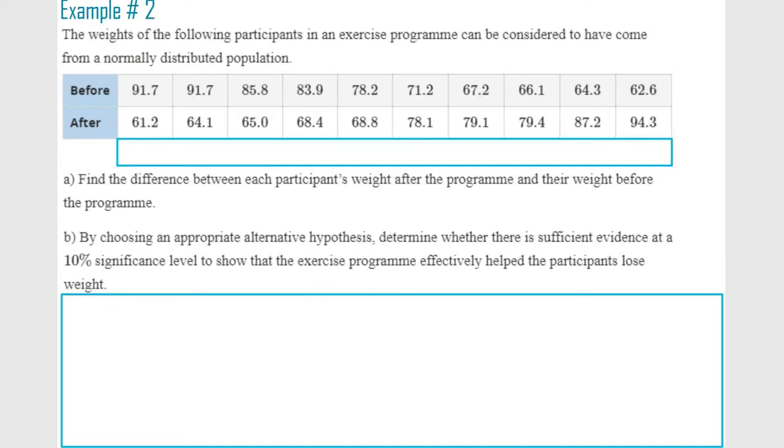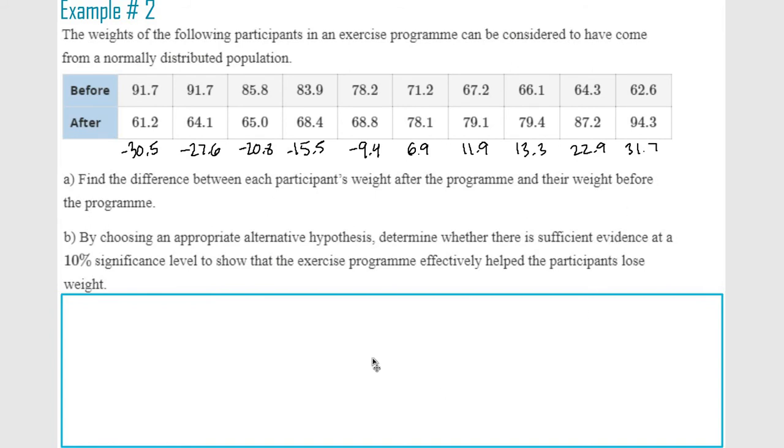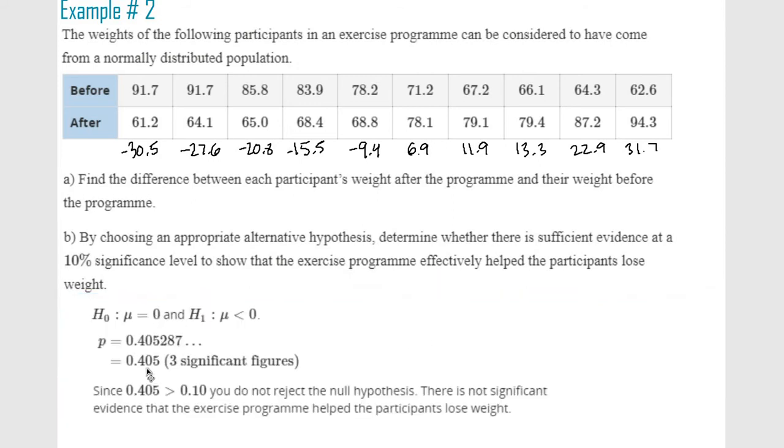All right, now let's look at example 2, in comparison. So here we find the difference between those values. We state our hypotheses and do it at a 10% significance level. So we run a t-test. This time we get 0.40, so 40% chance, all right? So we do not reject the null hypothesis, so it looks like there isn't a difference, okay? So this is not showing that people are losing weight.